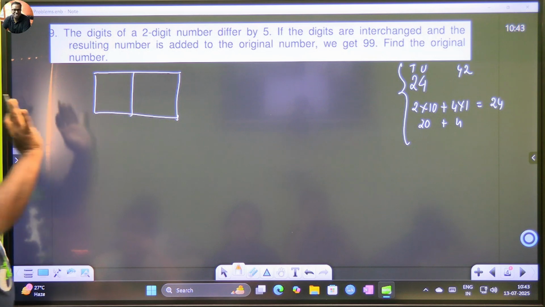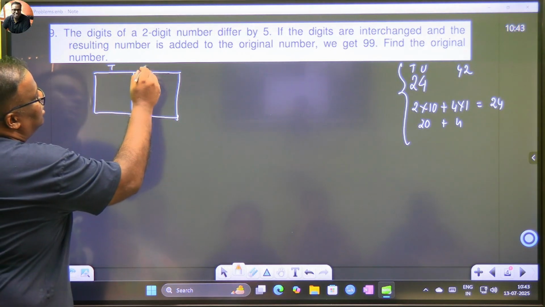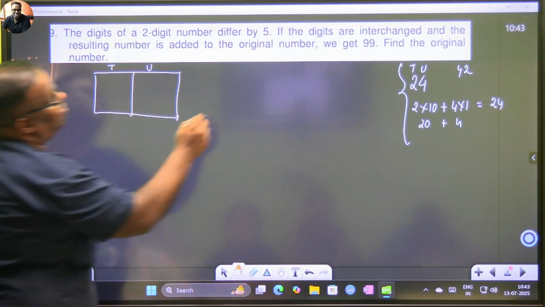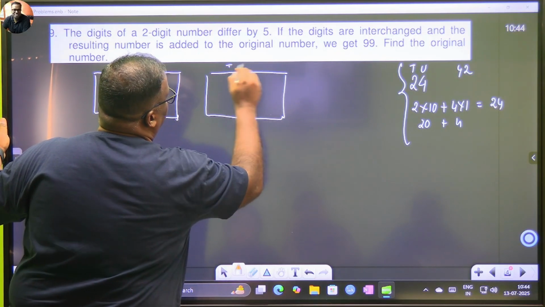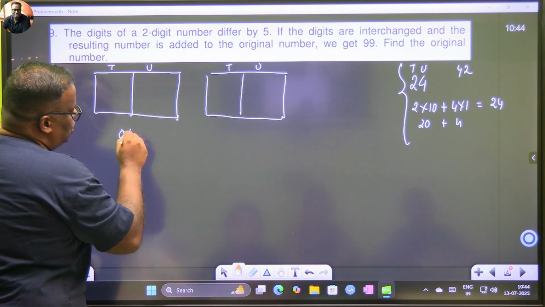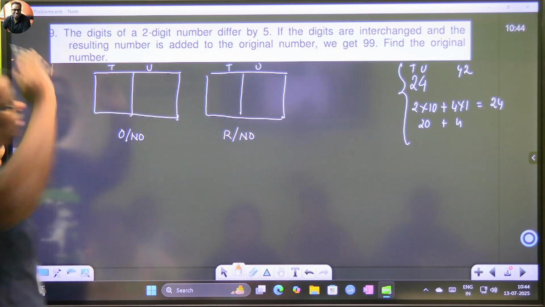These are all rough work. Okay, this is a two-digit number. This is my tens and this is my units. Such a problem will always have a reversal case also. So you make two blocks, tens and units. This is the original number. This is the reversed number. Let's now read the question.